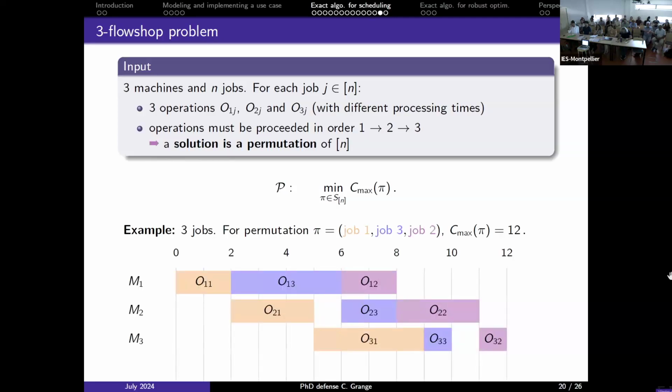And so I just depict here an example with 3 jobs. For instance, I represented the permutation job 1, job 3, and job 2, each one with a different color. And the cost of this permutation here is the makespan, the total makespan of this scheduling, which here is equal to 12.